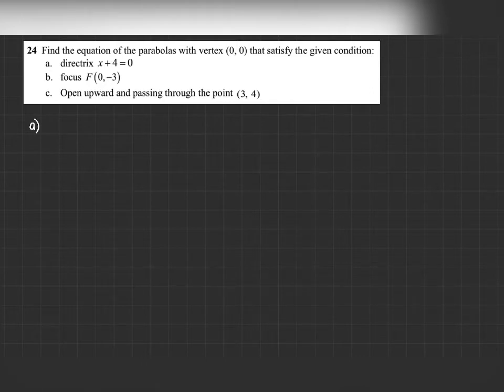So, this time, soalan ini beri kita vertex with 0, 0 and we need to find the equation of parabola yang satisfy this condition. So, kita ada 3 condition, maksudnya dia akan bagi kita 3 difference of parabola lah. Okay, so let's look at the first one. The directrix is at x equals to negative 4. Okay. So sebenarnya kamu dah boleh bayang dah, our parabola will be open to the right.